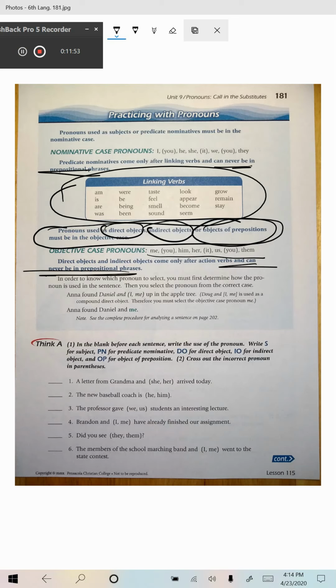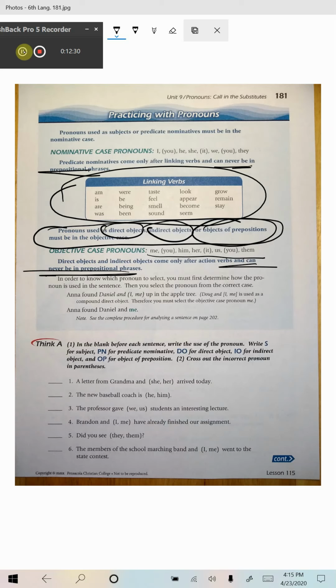All right, let's look down at Think A, and I'll walk you through these. We're going to put S for subject, PN for predicate nominative, DO for direct object, IO for indirect object, OP for object of the preposition, crossing out any incorrect pronouns in parentheses. All right. Oh my goodness. Do we have to do all this? Man. Okay, so we're just doing that for the pronoun. I see. I was thinking we had to do it for everything.